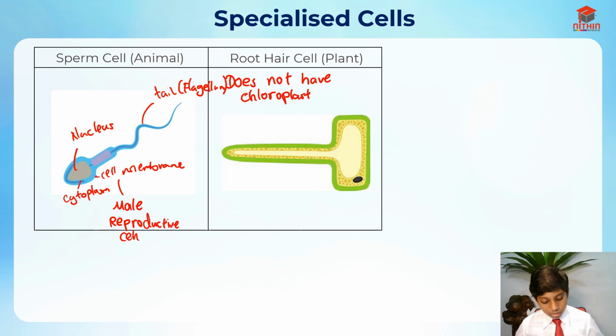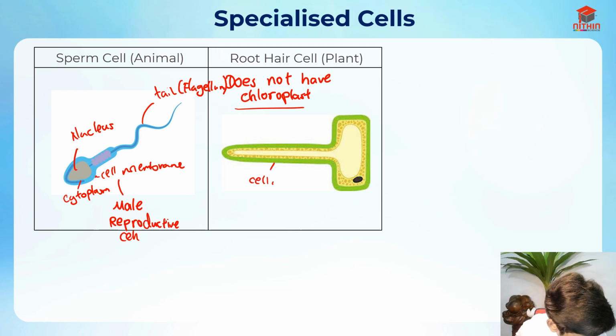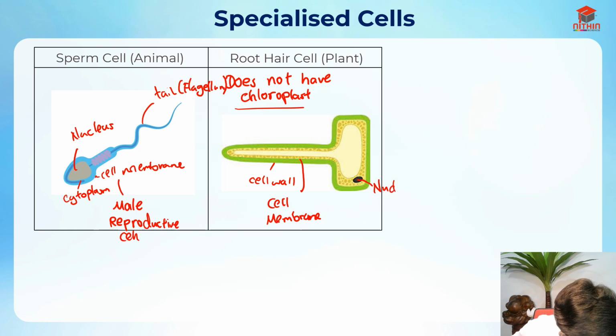Okay, so the root hair cell, same thing. The root hair cell only does not have chloroplast, but it still has cell wall. Cell wall, and then the inner layer is the cell membrane. This is the nucleus, and this is the cytoplasm.